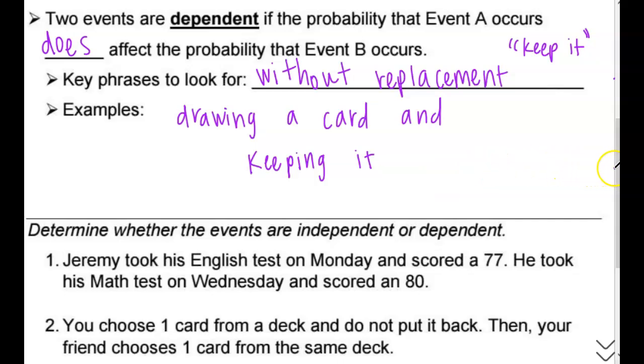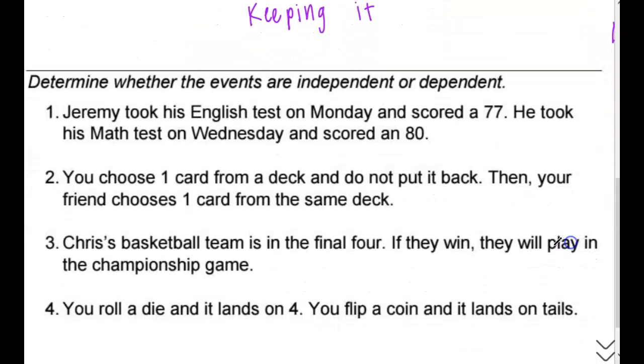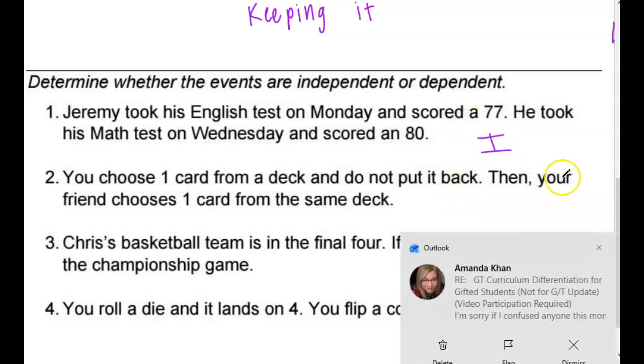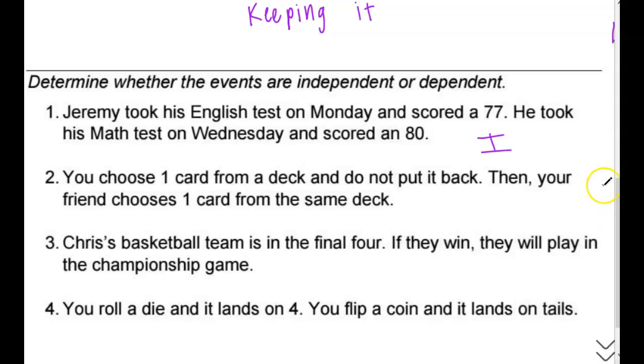So here's an example. Number one. Jeremy took his English test on Monday and scored a 77. He took his math test on Wednesday and scored an 80. Is that independent or dependent? Independent. One test was on Monday, the other was on Wednesday. One is English, the other is math, so not the same. Okay, you choose one card from a deck and do not put it back. Then your friend chooses one card from the same deck. Dependent, because the card that your friend chooses will depend on the card you took out and kept, so it is dependent.